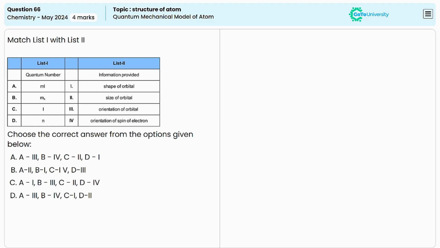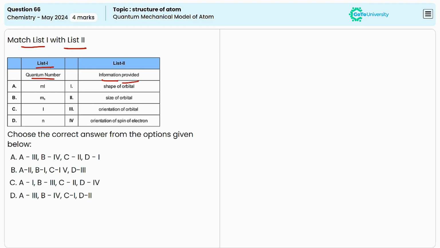In this question, different quantum numbers are given in list 1 and the information provided by these quantum numbers is given in list 2. We have to match list 1 with list 2. Quantum numbers are values that describe the properties and behavior of electrons in an atom. It defines the energy, shape and orientations of the orbitals.